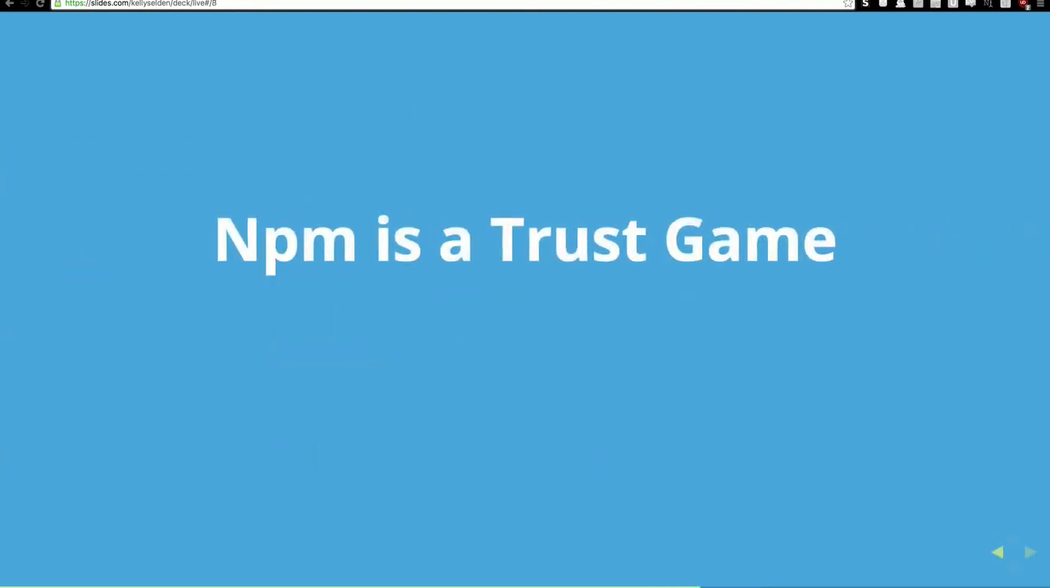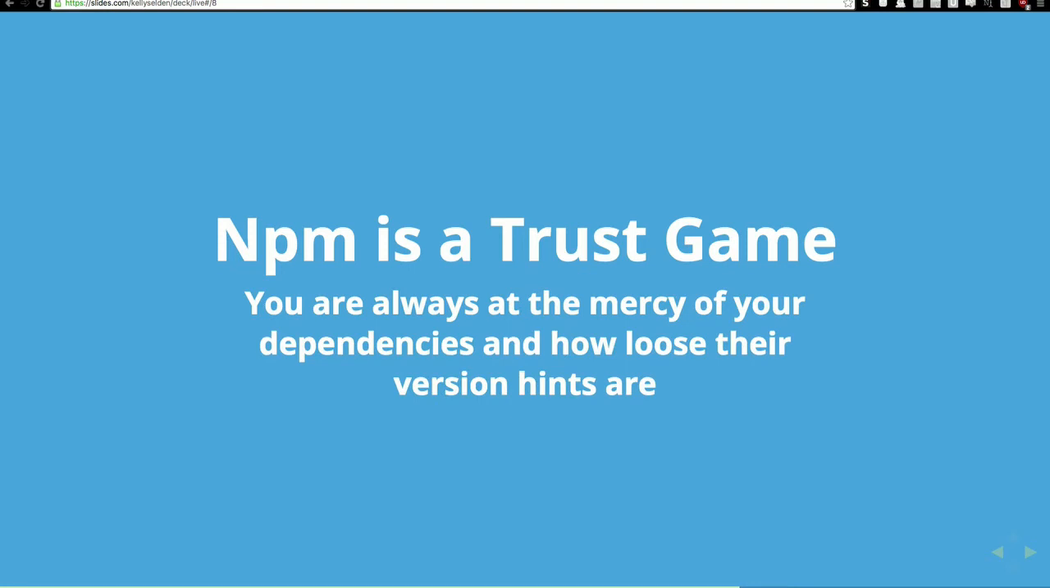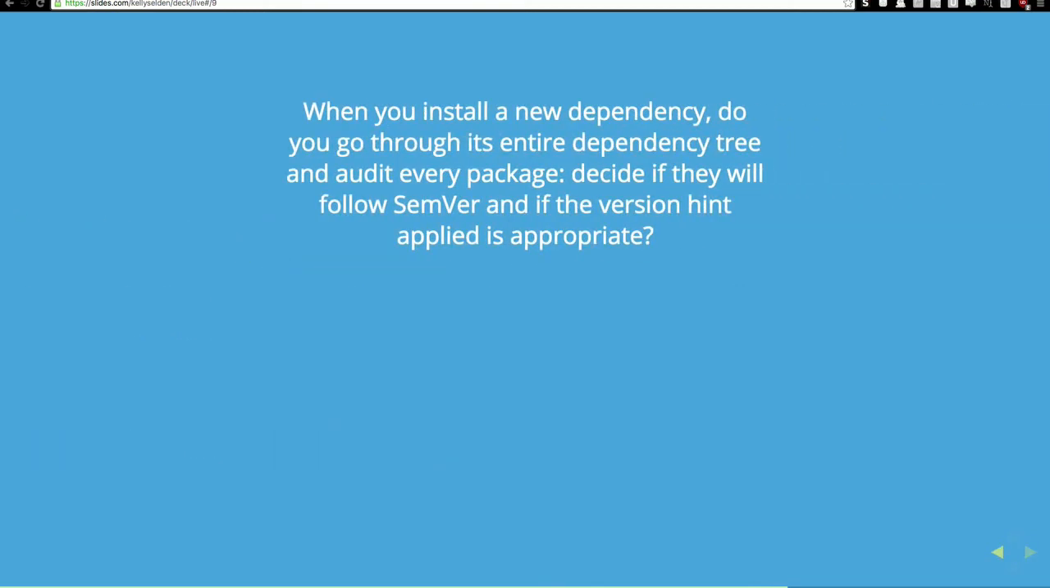NPM is a trust game. You're always at the mercy of your dependencies and how loose their version hints are, even if you take out all the hints from your app. So here's a little rhetorical question. When you install a new dependency, do you go through the entire dependency tree and audit every single package, decide if they're using semver right, and if the version hint applied is appropriate? No, of course not. Which means your stuff is going to break.